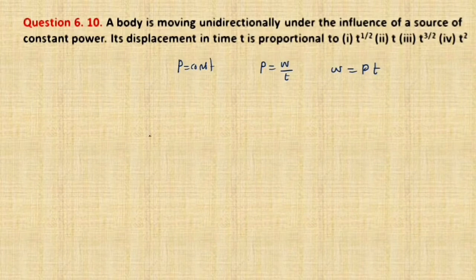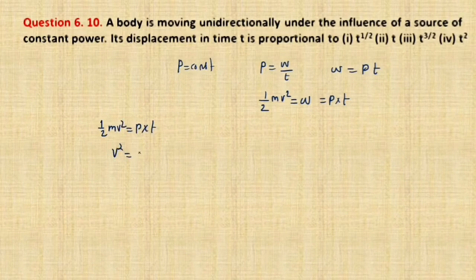In terms of time. So when the body is moving unidirectionally under the influence of a source of constant power, definitely the body will be moving, right? So the work done is converted into kinetic energy. So half mv square will be equal to the work done, which is equal to power into t. So half mv square is equal to power into t. So v square is equal to 2pt divided by m, or v is equal to square root of 2pt divided by m.